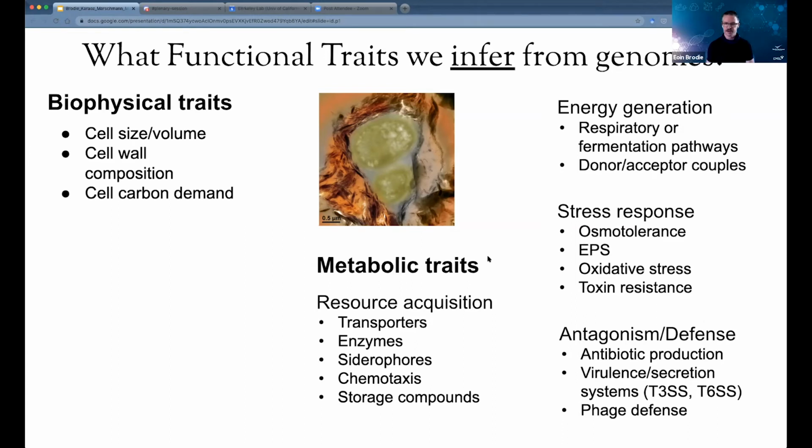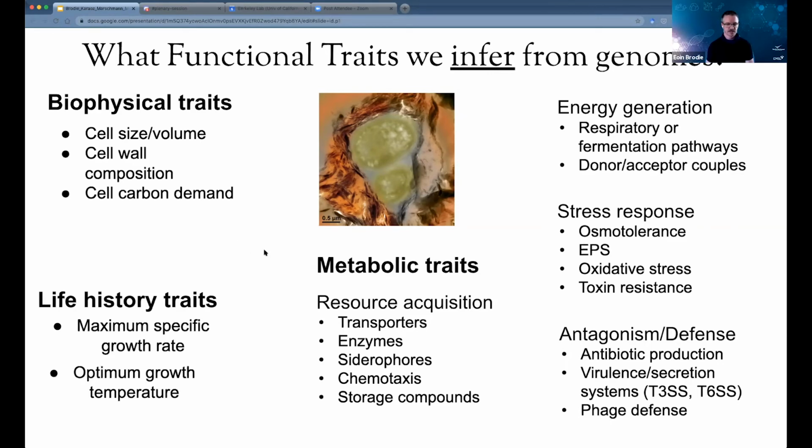But we also have more complex traits. So the size or the volume of a cell determines its surface area to volume ratio, and its effectiveness of obtaining substrates from the environment. How well do substrates diffuse through its membrane? Its cell wall composition determines its rigidity, its chemical demand, and its cell carbon demand is also a function of its growth rate and its cell volume and size.